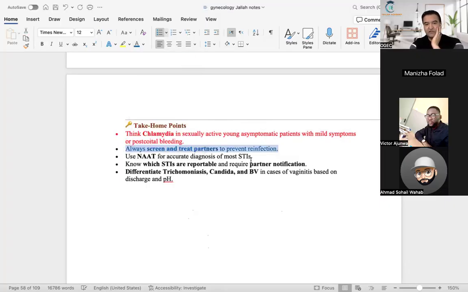Used not for accurate diagnosis of sexually transmitted infection. This we know. And know which sexually transmitted infections are reportable. We know chlamydia, we know gonorrhea, we know HIV, syphilis, right? And trichomoniasis vaginalis. And differentiate trichomoniasis, candidiasis, and bacterial vaginosis in case of vaginitis based on the discharge and the pH. We all know that.